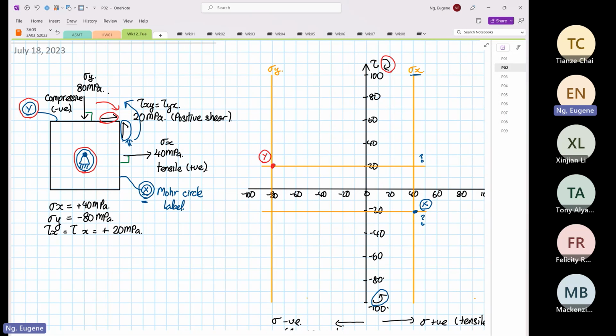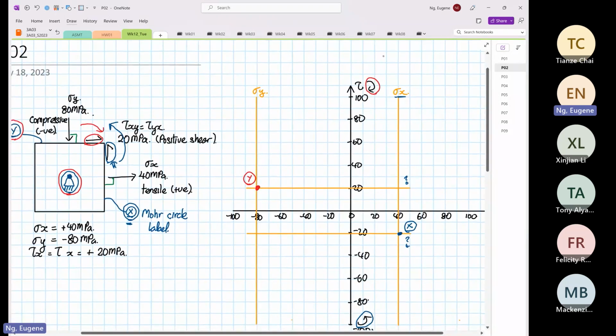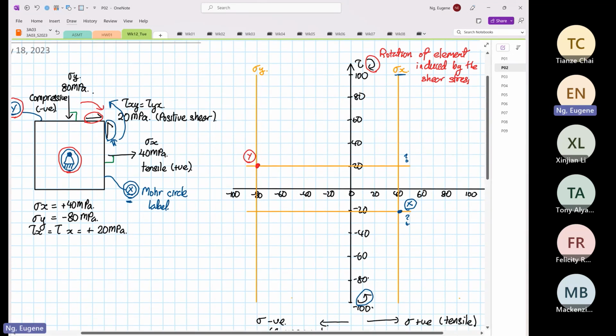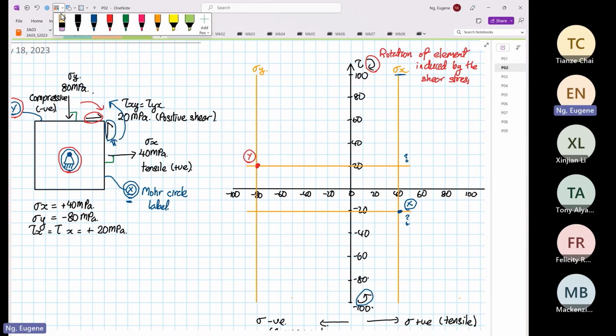Normal stress is easy: positive, negative. Shearing stress is entirely based on the rotation of the element induced by the shear stress. Don't worry, I will do this again later on when I'm doing other examples, so you get more familiar. So now you draw a line between point X and point Y.